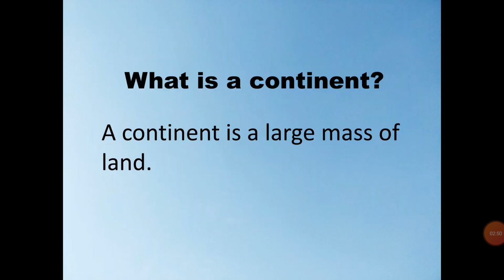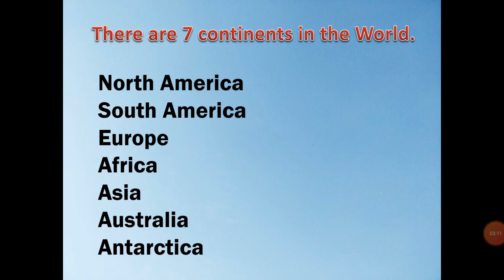What is a continent? Do you all know what a continent is? Let me tell you. A continent is a large mass of land. That means when the land of the Earth is divided into large masses, those masses are called continents. There are 7 continents in the world.